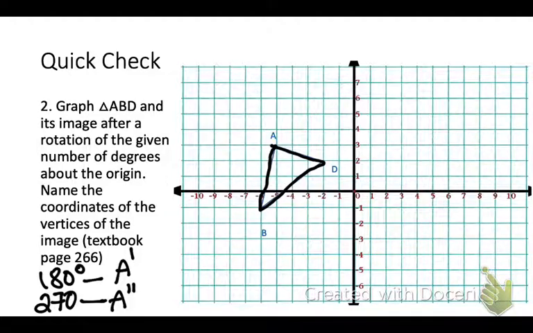You can visualize it just by moving things, or you can actually cut out the triangle with a piece of paper, label your A, B, and D, and then move that around. Try either way. Again, we're going to go over these in class tomorrow.